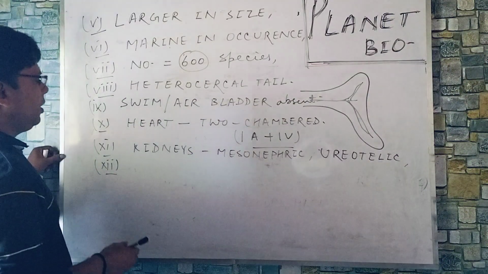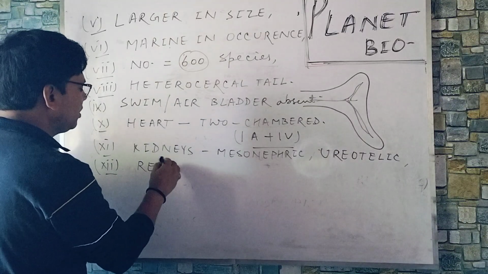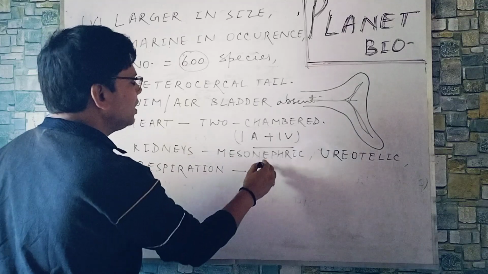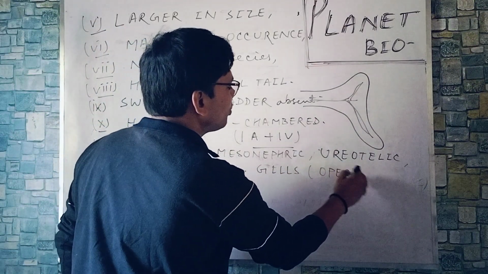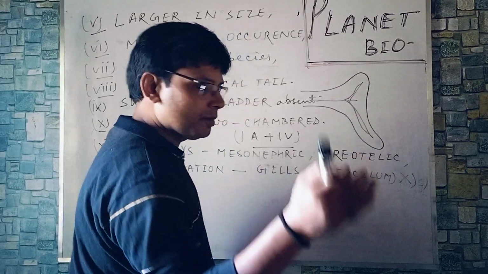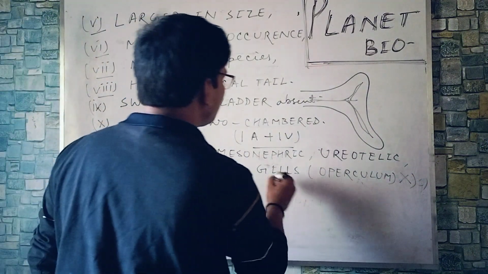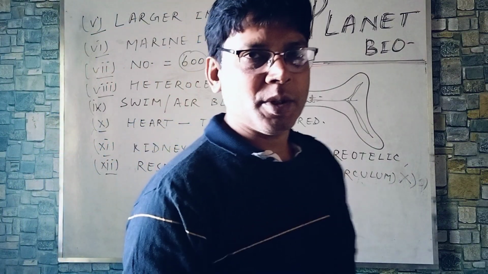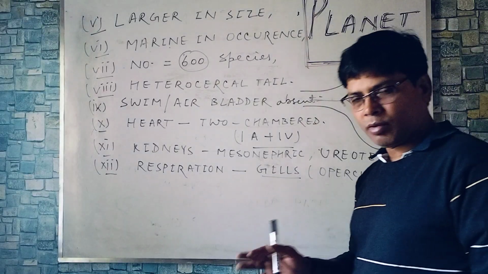Now next point, respiration occurs by gills, but operculum is absent. Gills are without operculum. Operculum means covering. So the type of respiration here is branchial respiration. Respiration by gills, but without operculum. No operculum is present there.